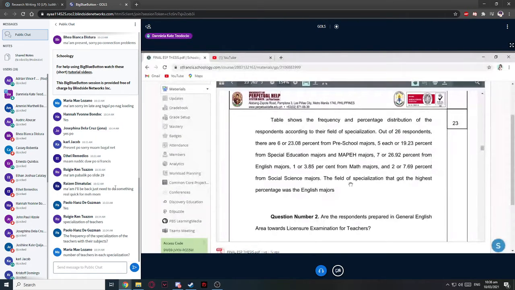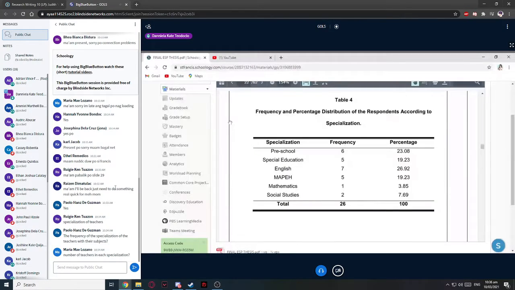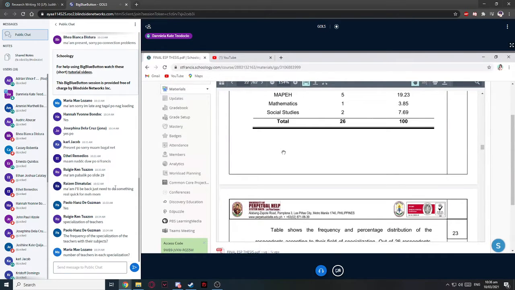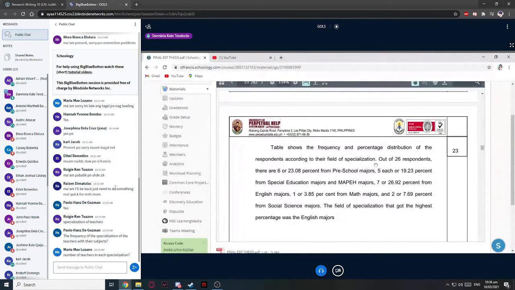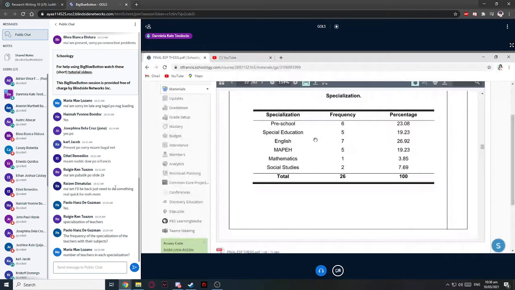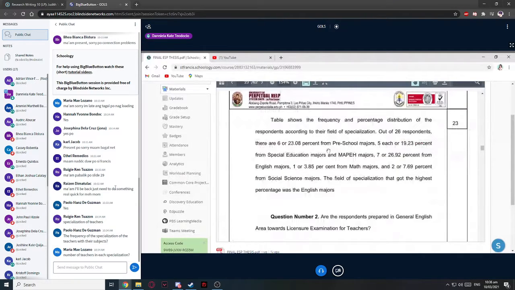Now, this is a textual presentation, right? It can also be your interpretation of the table that you have here. So meron ka na agad presentation and interpretation. You just interpreted and you just explained your table, the table that you have here on your question number 1. And then what is your analysis? Analysis is this one. The field of specialization that got the highest percentage was English majors. A simple analysis. For your respondents, most of them are English majors.